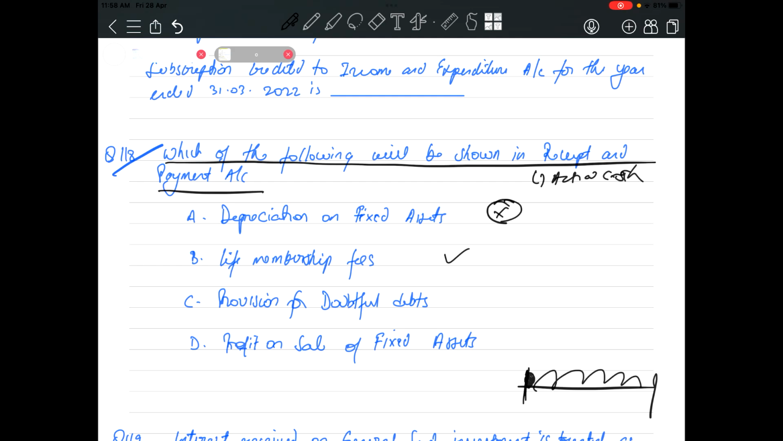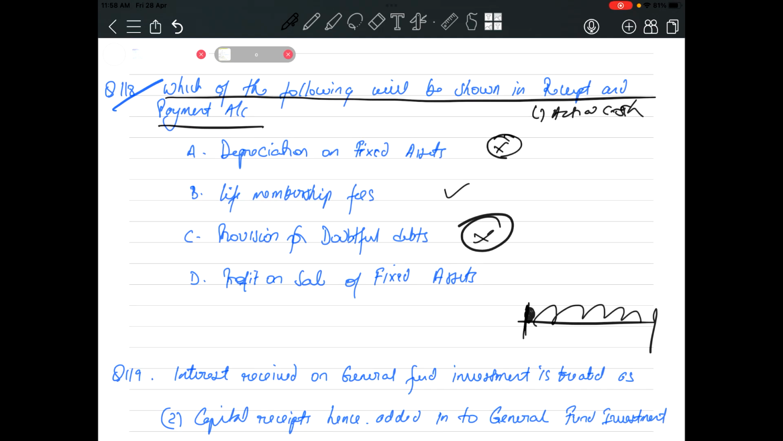For the whole life he is a member of the organization. Okay, now what is provision for debt? Is this a cash amount? No, this will also not go. And profit on sale of fixed assets, is this a cash transaction? No, this is not a cash transaction. So only life membership fee will go to the receipt and payment account.